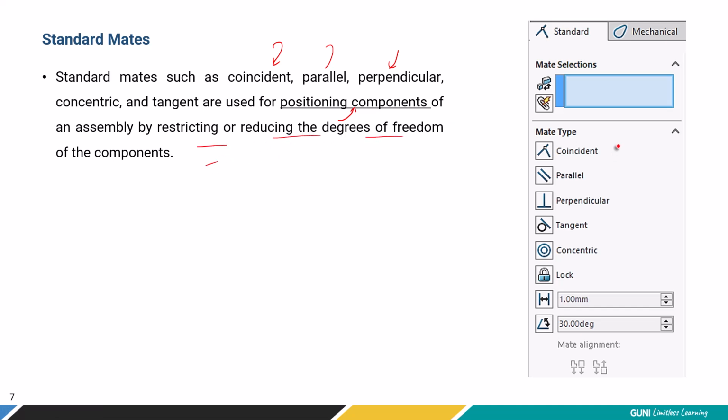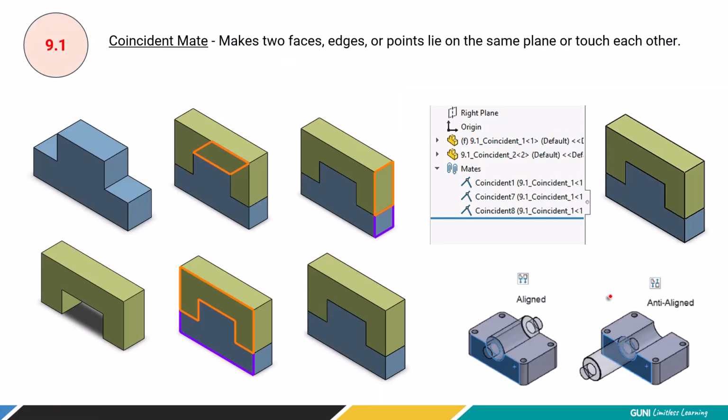You can say there are basically 8 standard mates, and apart from that we have alignment. Alignment means the selected faces will remain in the same direction and the body parts in the same direction. Here the faces are aligned but the bodies are opposite in direction. So it is called aligned and anti-aligned orientations. Now through exercise 9.1 we will explore how to use the coincident mate. A coincident mate basically makes 2 faces, edges or points lie on the same plane or touch each other.